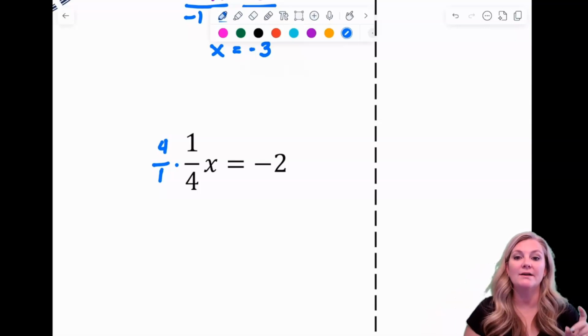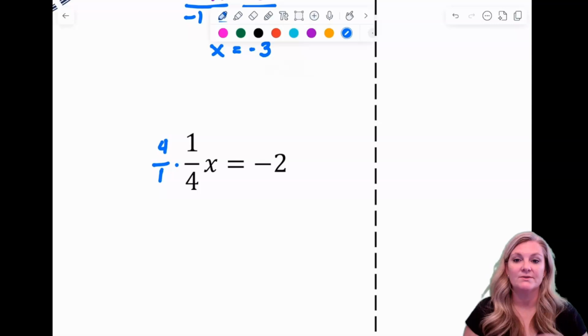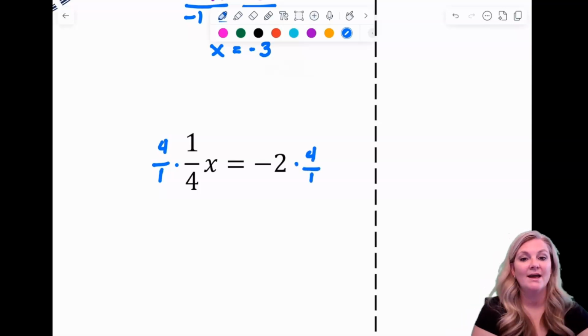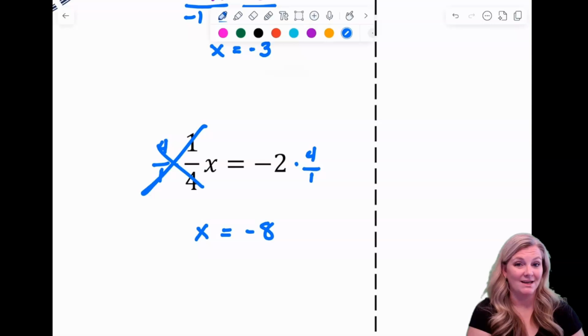So how do I undo 1/4? I multiply by 4/1. And then you'll see, kind of cross multiplying, everything cancels. But what I do to one side, I have to do to the other. So those are going to cancel out and I get x, and -2 times 4 is just -8. So you're going to get the same answer.